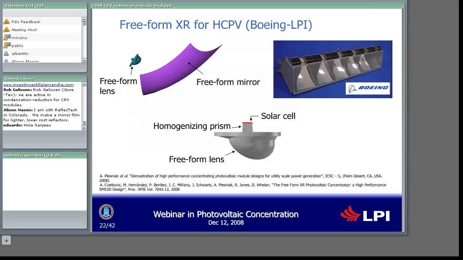This is an example of a freeform device which we call XR, which is composed of a mirror and a lens. And that lens includes also a homogenizing prism, which is very short. Experimental results of this system have recently been published.